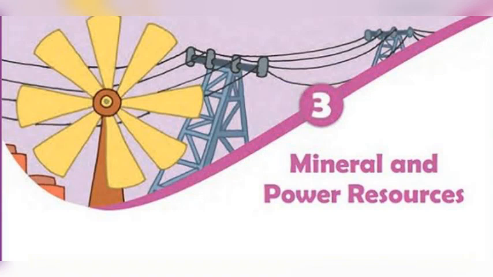Now we start chapter 3, Mineral and Power Resources. Kiri was visiting Sukant in his native place near Dhanbad. Kiri was amazed to see that large areas were black. Sukant said, "Why is this place so black and dusty?" she asked. "This is because of the coal mines nearby.